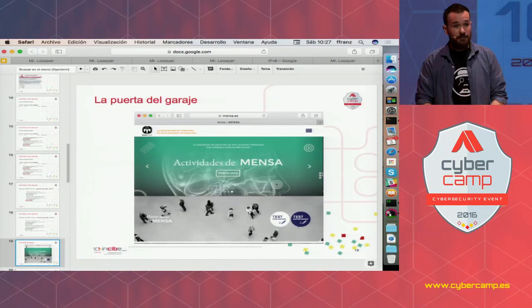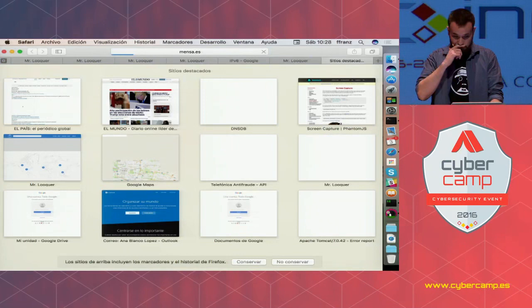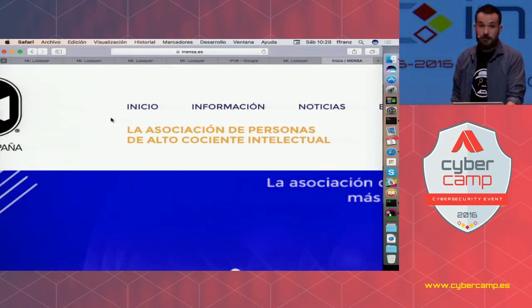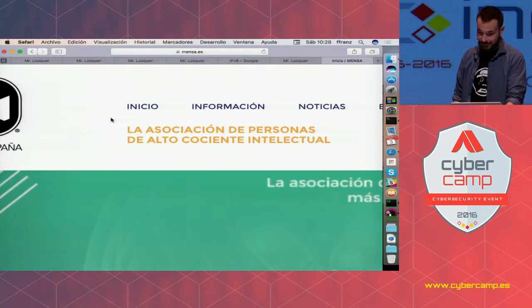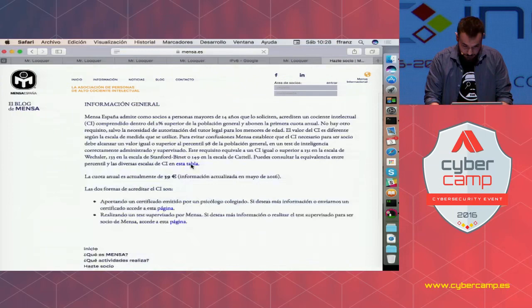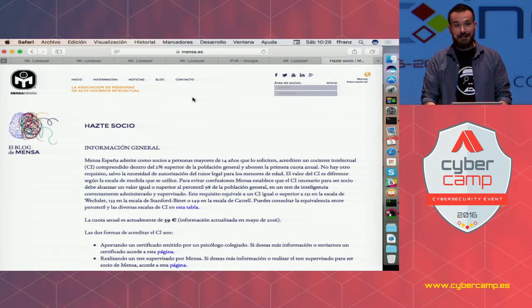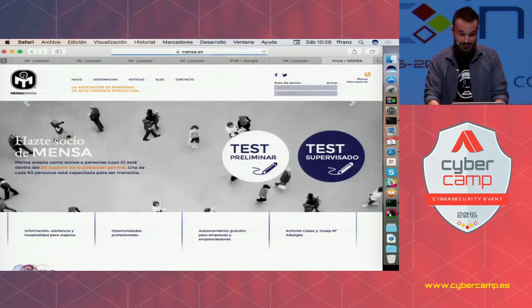All right. So now, are you aware of Mensa? Do you know Mensa? All right, so this is an association of people with high IQ. So let me show you something, for you to know. If you want to take the preliminary test, they charge you 10 euros. To pay 10 euros for someone to tell you that you're stupid, well, that's interesting. Okay, joking apart.